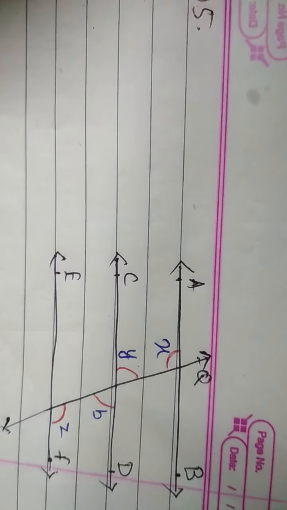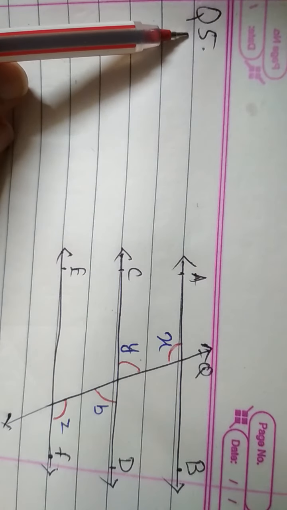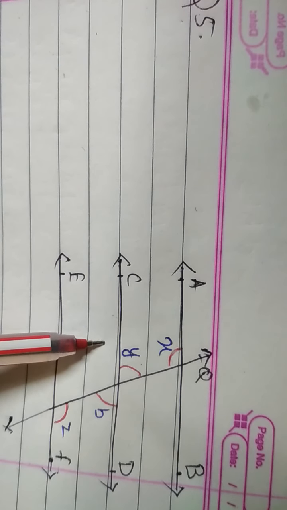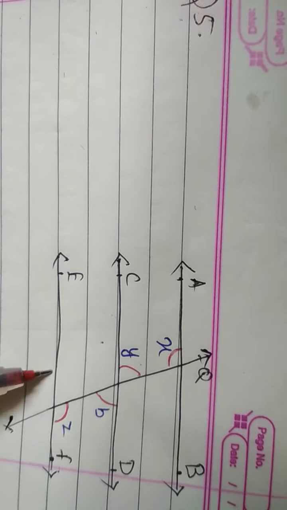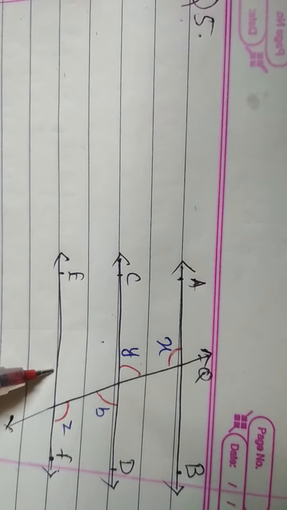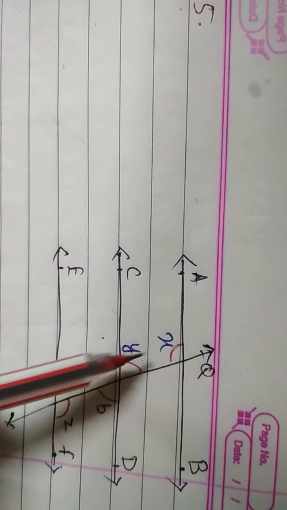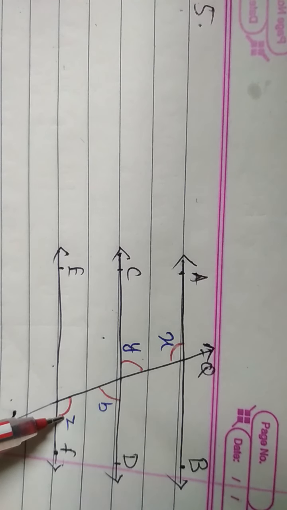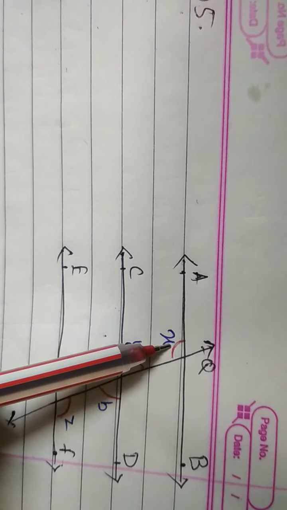Now we will go through question number 5. Question number 5 is given with the diagram in your textbook. Line AB is parallel to line CD and line CD is parallel to line EF. And line PQ is the transversal of these three lines. If X : Y : Z, Y : Z equals 3:7, then find the measure of angle X.